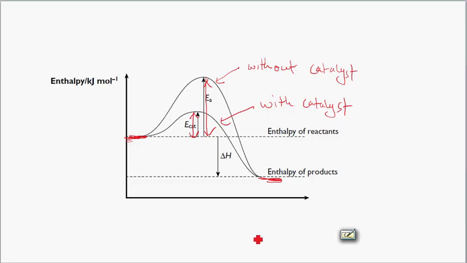So if more bonds are formed than bonds are being broken, then the reaction is going to be an exothermic reaction. And if more bonds are broken than bonds are formed, then the reaction is going to be an endothermic reaction. You also need to remember that in an endothermic reaction, the enthalpy change is positive, and in the case of an exothermic reaction, the enthalpy change is negative.